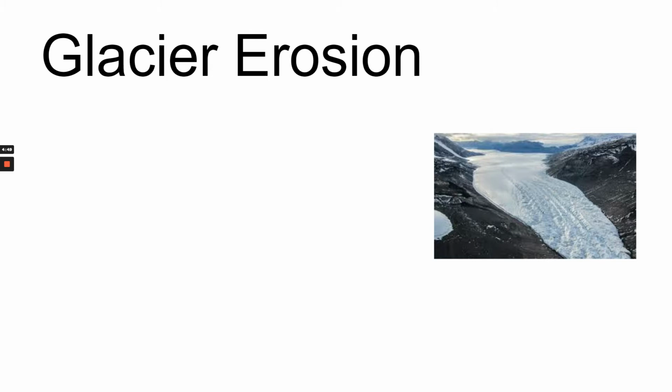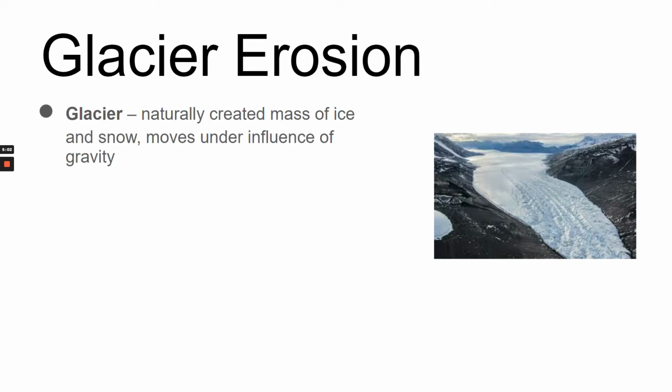The third kind of erosion that we're going to talk about is glacier erosion. So we talked about running water, so that's obviously water in a liquid form. Now we're going to talk about water that is solid, or mostly solid. So a glacier is a naturally created mass of ice and snow that moves under the influence of gravity. So glaciers do move, they just don't move very quickly. They travel downhill, just like water is going to travel downhill through the force of gravity. They just move rather slowly, but they're very, very large. And so when they move, they just pick up anything that's underneath.